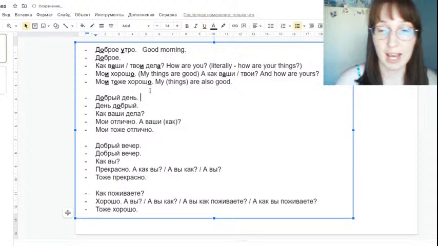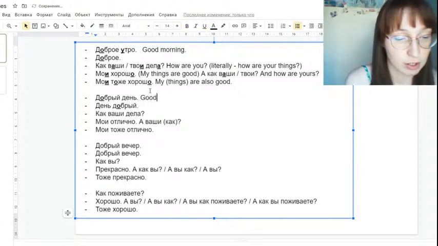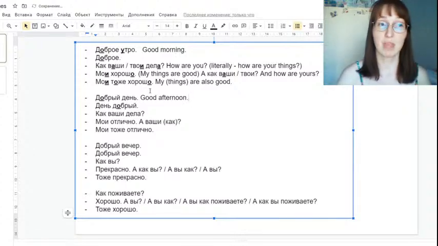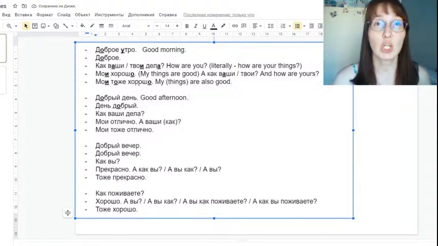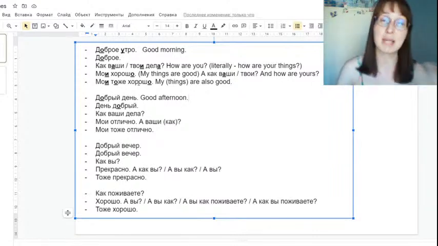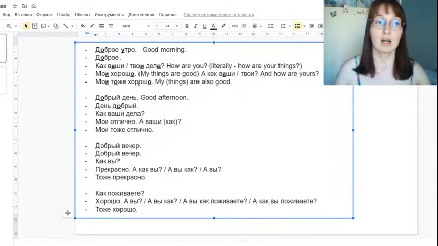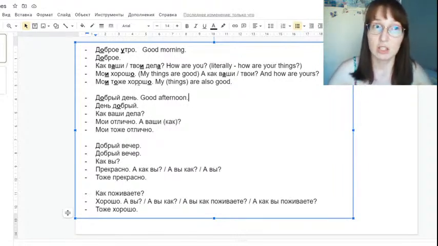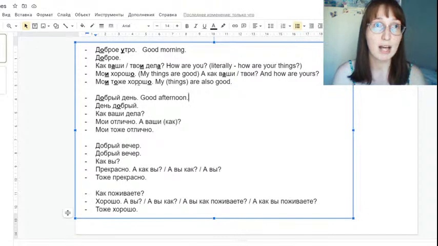Добрый день means good afternoon. But you can also say добрый день if it's the morning. It's fine because it's the beginning of the day. So это день. This is a day. And we wish someone this day to be good.